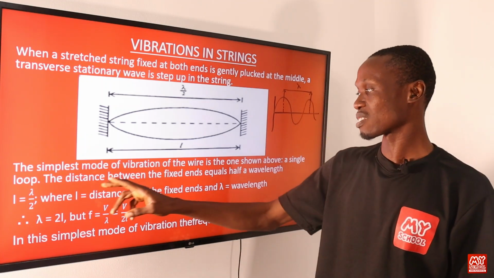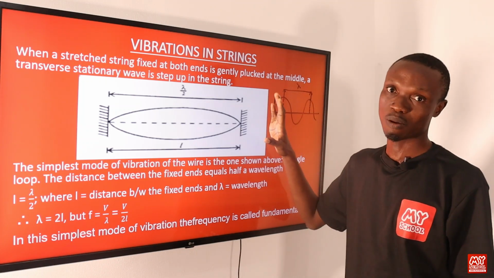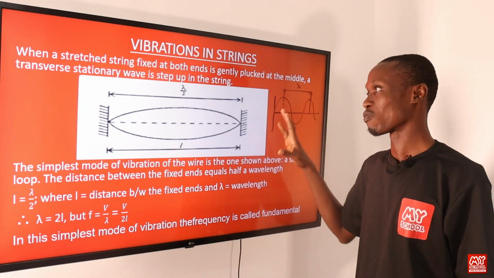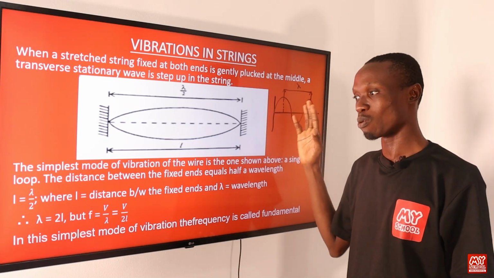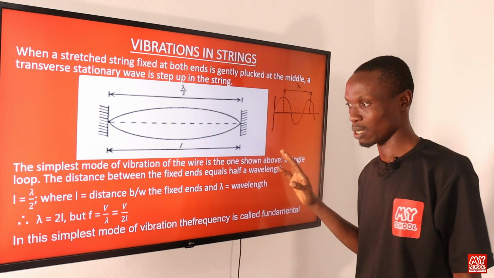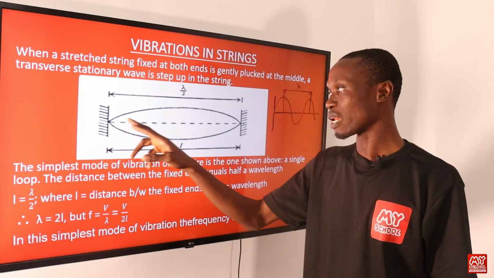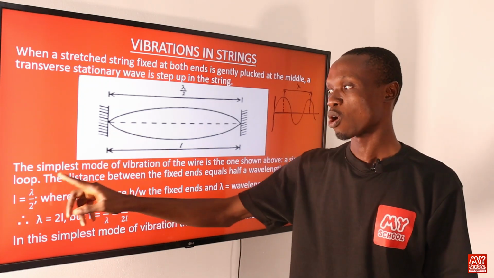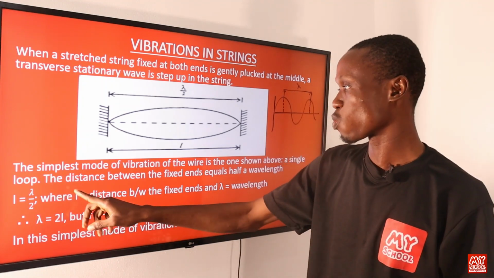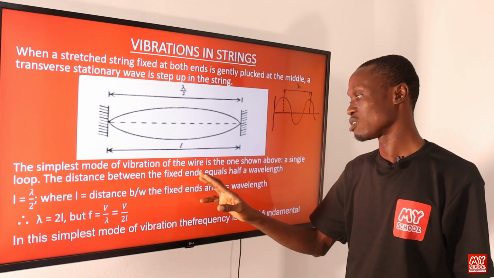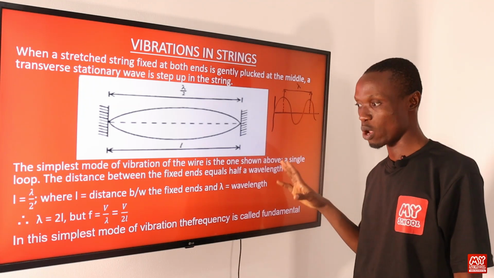Remember that the distance between the fixed ends equals half a wavelength. This is very important for us to take note of, because it serves as the basis for everything that we are going to be discussing today. From the diagram, we can see that L, the length of the string, is equal to 1 lambda divided by 2, where L is the distance between the fixed ends and lambda is the wavelength.